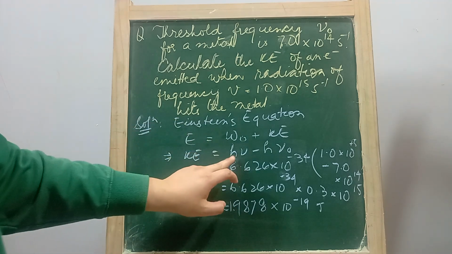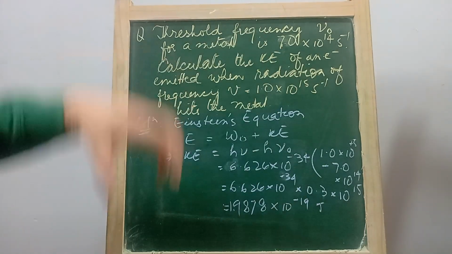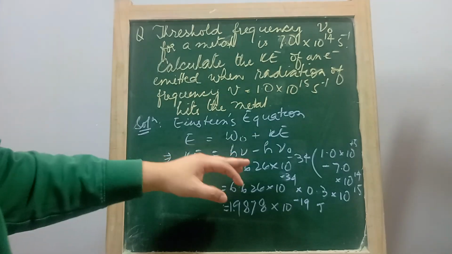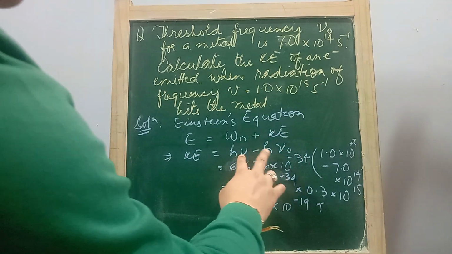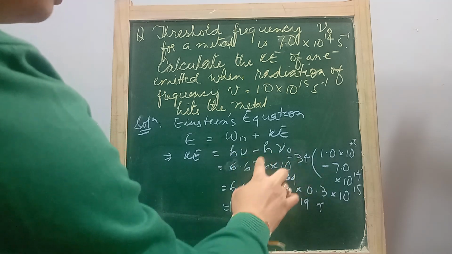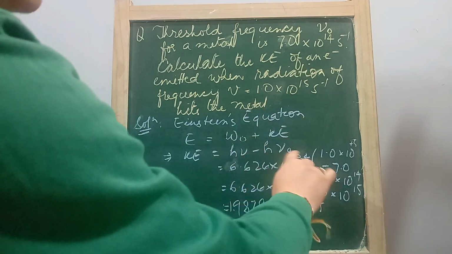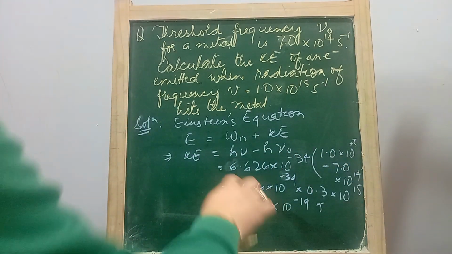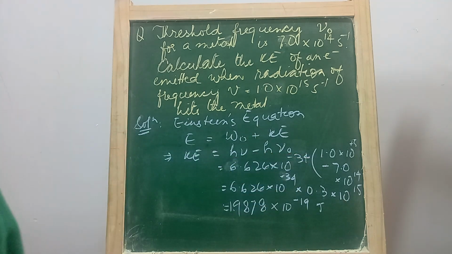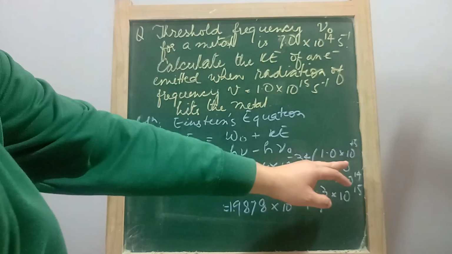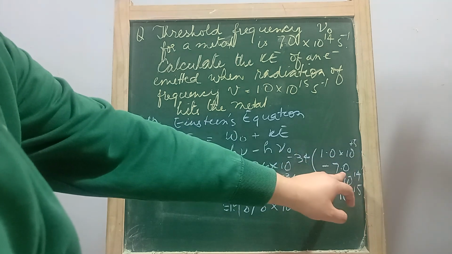Total energy of the photon is written as h into nu, Planck's constant multiplied by the frequency of the light or electromagnetic radiation that they are using, minus Planck's constant into the minimum frequency needed, right? In these two terms, Planck's constant is common. We take it out. So what remains is the frequency of the light that they're using minus the threshold frequency. The value of Planck's constant is 6.626 into 10 to the power minus 34 joules second. And what remains inside is 1 into 10 to the power 15 minus 7.0 into 10 to the power 14.